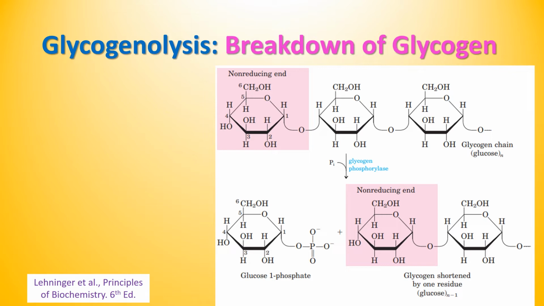This phosphorylase reaction is different from the hydrolysis of the glycosidic bond by amylase during intestinal degradation of dietary glycogen and starch. In phosphorolysis, some of the energy of the glycosidic bond is preserved in the formation of a phosphate ester, like glucose 1-phosphate.